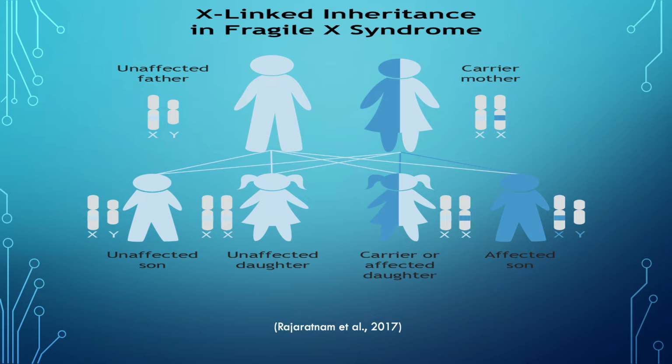This diagram will help to show how Fragile X syndrome can be inherited. For example, if the father is unaffected and the mother is a carrier, or has a premutation, as it would be called.